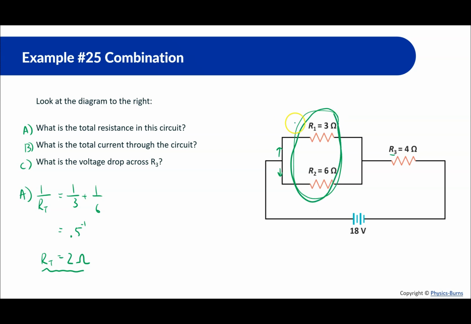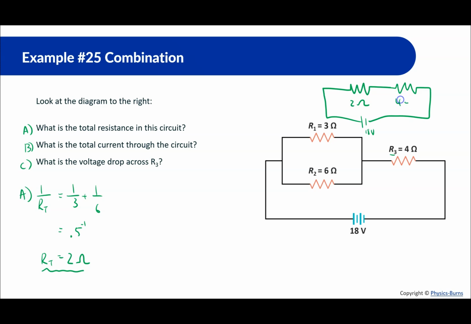Okay, so I'm going to redraw this to help me find the resistance total. I'm going to draw it over here, 18 volts, and I'm going to go like this. And I found the combined this, that's 2 ohms, so I'm just going to put that there. And then this over here is 4 ohms. Okay, so now I see this and this are in series with each other, so I could just add them. So 2 plus 4 is equal to 6 ohms.